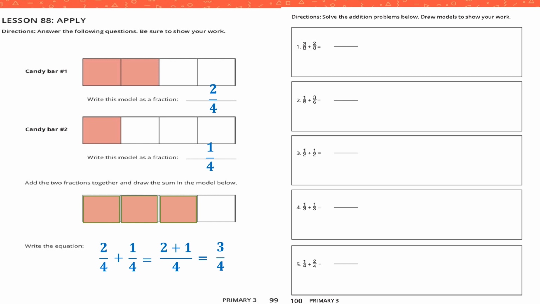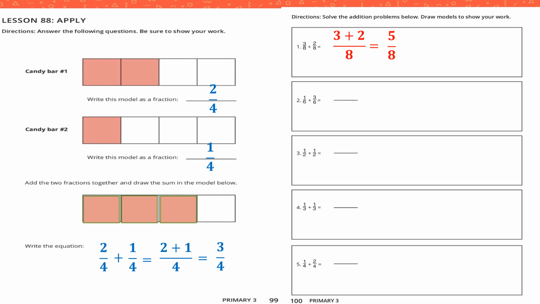The next page, number 1. 3 over 8 plus 2 over 8. What do you observe here? We have same denominators. So, remember the 2 steps we said before to add 2 fractions. Step number 1, put the denominator as it is. Step number 2, add the numerators together. 3 plus 2 equals 5. And the denominator, no change, put it as it is, 8. So the final result will be 5 over 8.